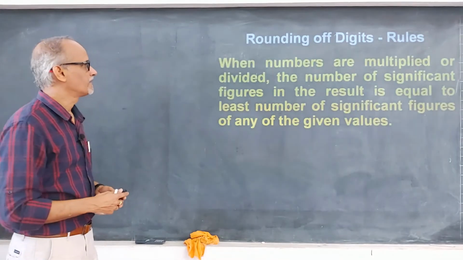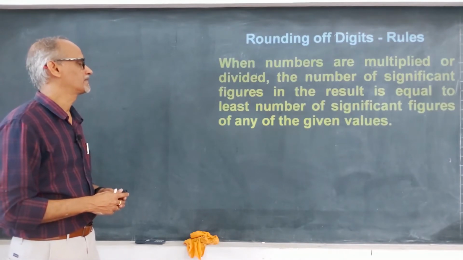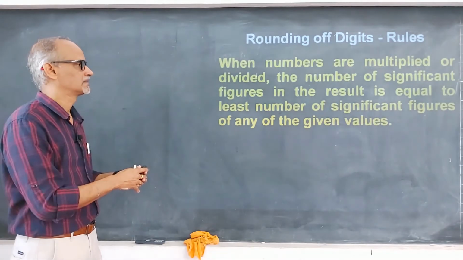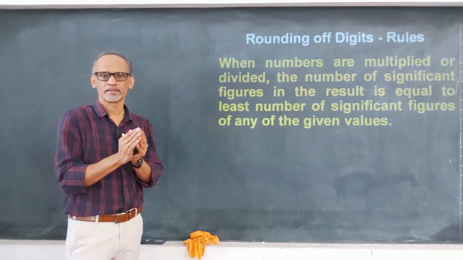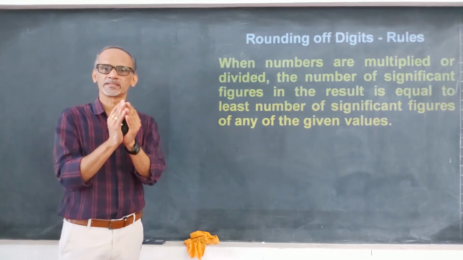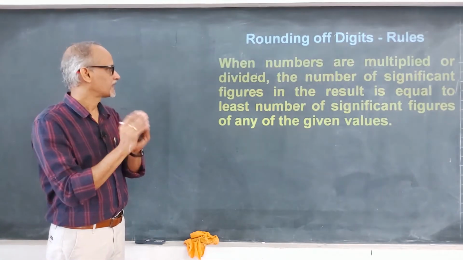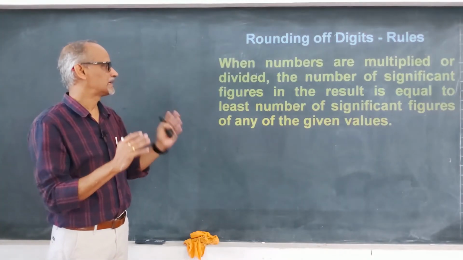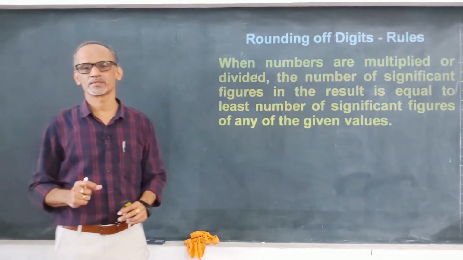What is the statement? When numbers are multiplied or divided, the number of significant figures in the final result, how many significant figures we have to retain, correct? Because in this case they don't tell you how many significant figures you have to retain. The rule is you have to retain in the final result a number equal to the least number of significant figures of any of the given values.